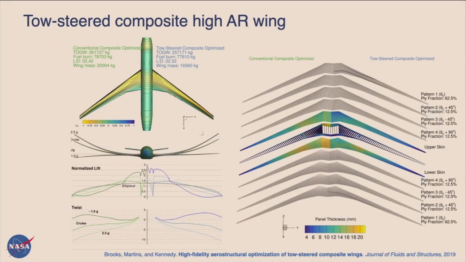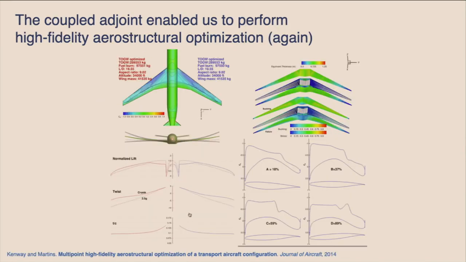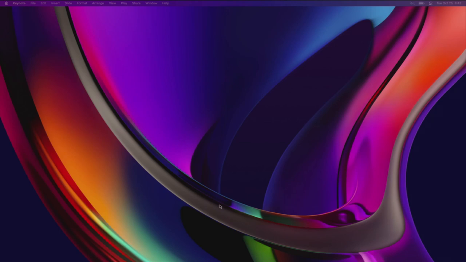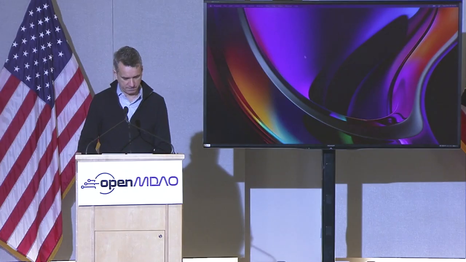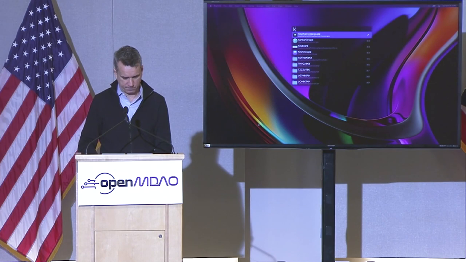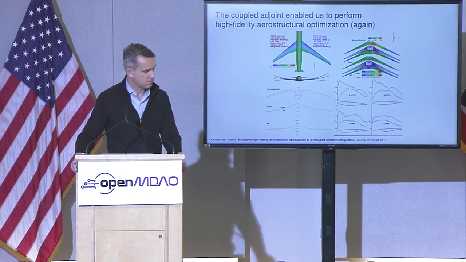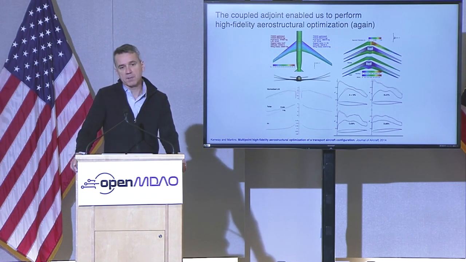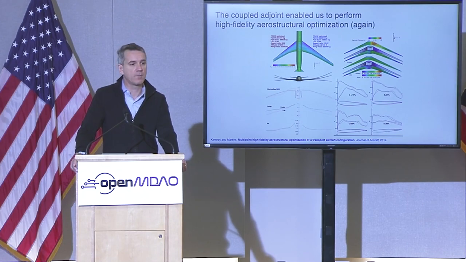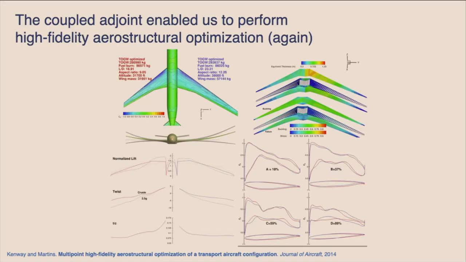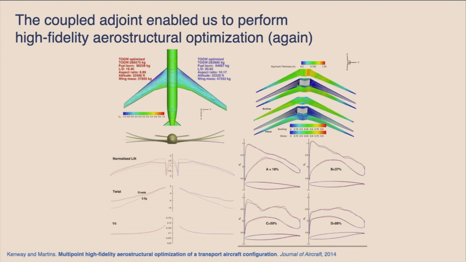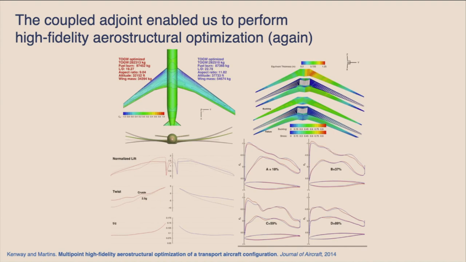So here we have optimization of, the video. There's the video. So we can optimize the shape and the structural sizing simultaneously, do planform optimization. What you see there is two different results. On the left is minimizing takeoff gross weight. On the right, it's minimizing fuel burn. And you can see with the fuel burn, it extends the span because the trade between drag and weight is different.